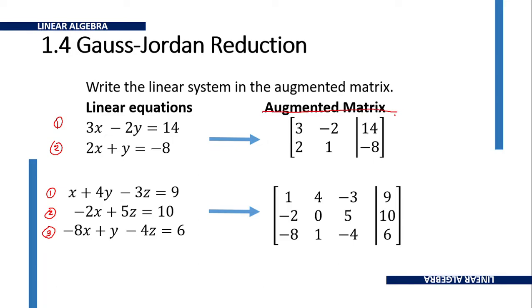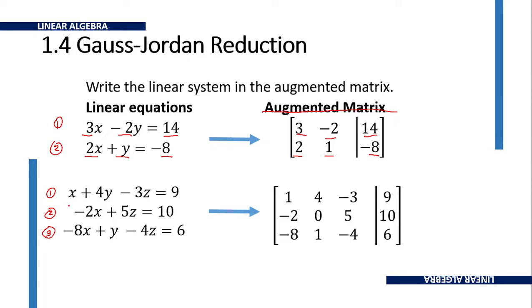So, na-discuss na naman natin yung augmented matrix, di ba? So, kasama yung kanyang constant. Ito yung constant matrix, di ba? Okay. Ito yung coefficient matrix. So, we have 3, we have negative 2, we have 14. So, we have 3, negative 2, 14. Next, we have 2, we have 1, we have negative 8. So, 2, 1, negative 8.